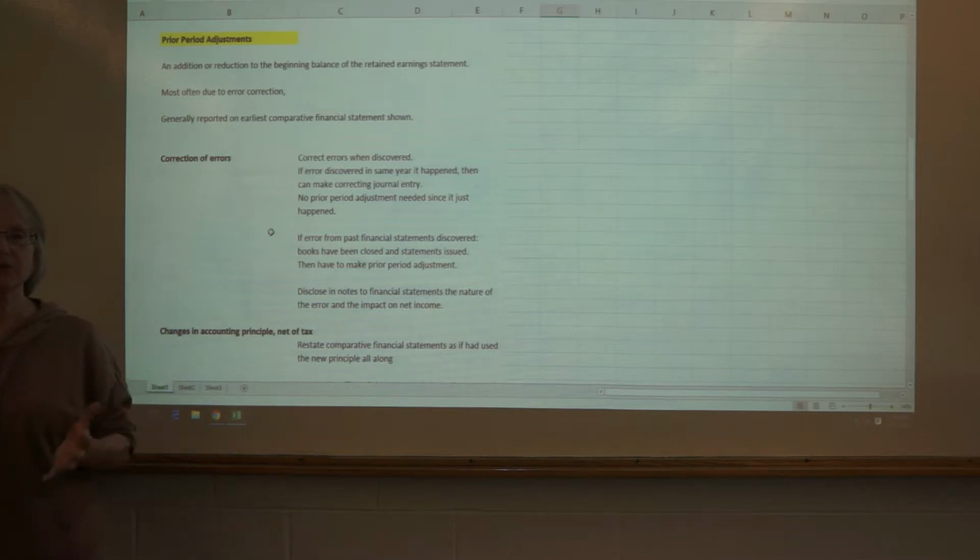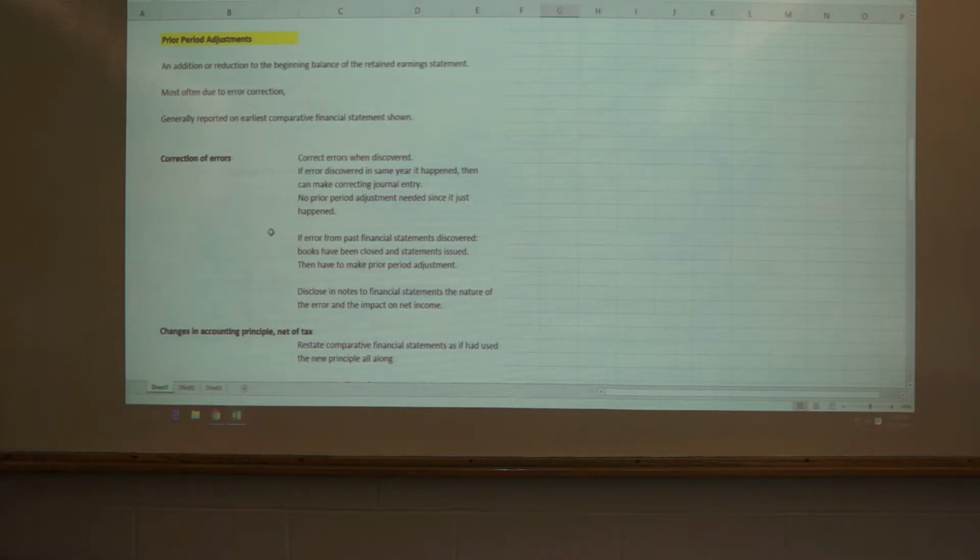So we talked about errors before. If they're discovered in the same period that they occurred, then there's no prior period involved. But if the error from past financial statements is discovered, then we make that cumulative adjustment on the face of the retained earnings statement as an adjustment to the beginning balance. And you have to disclose what happened in the notes.